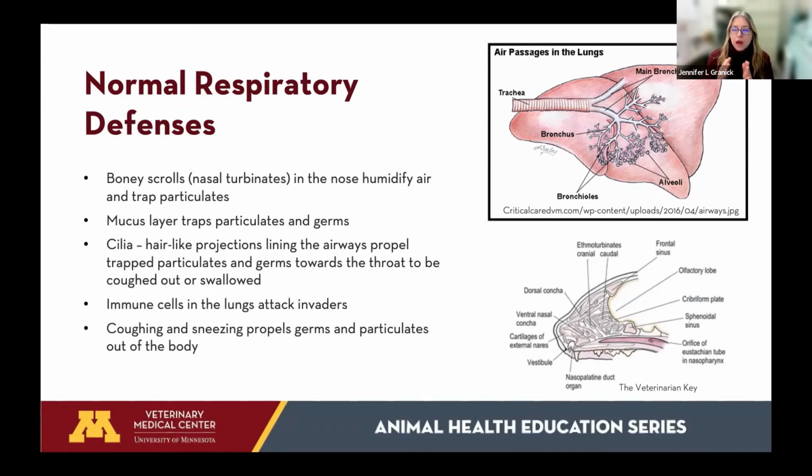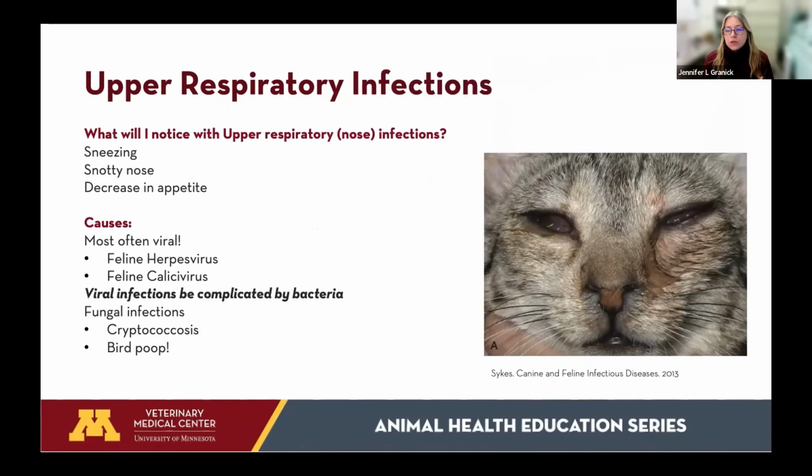And then right underneath that mucus are cells with hair-like projections, and they act like an elevator or an escalator, and they move all that stuff up and out, all the way up the respiratory tree to the back of the throat so that the cat can either cough it out or swallow it. We also have immune cells in our airways that help prevent infections and attack invaders. And then just the act of coughing and sneezing and removing anything that gets stuck in the nose or in the upper airway helps remove anything that we don't want there. But anytime those systems are compromised, then we're at risk for infection.